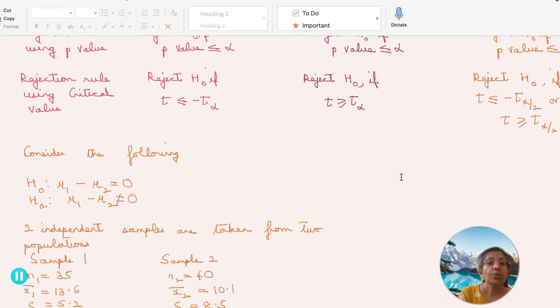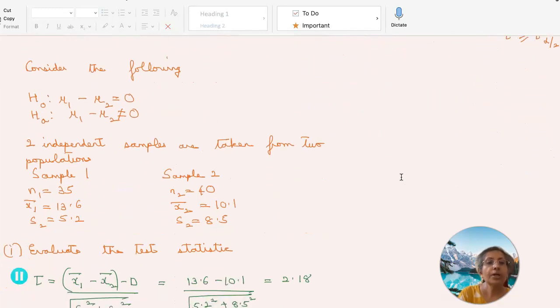So coming to problems. Problem 1. Consider the following. H0 is mu1 minus mu2 equal to 0. HA, the alternate hypothesis, is mu1 minus mu2 not equal to 0. So two random samples are taken from the two populations. You have sample 1, sample 2. You are given N1, N2, x1 bar, x2 bar, and S1 and S2. These are the sample size, mean, and standard deviation for the two samples taken from the two populations.